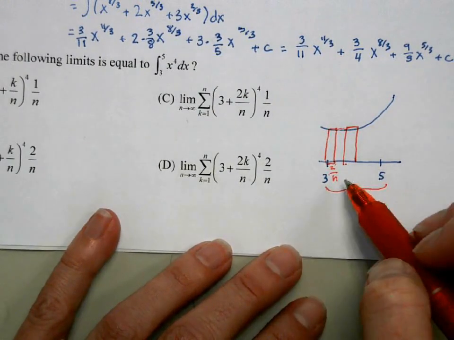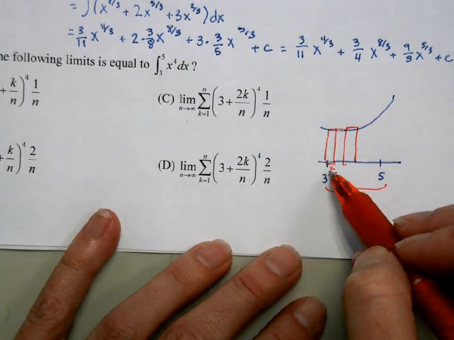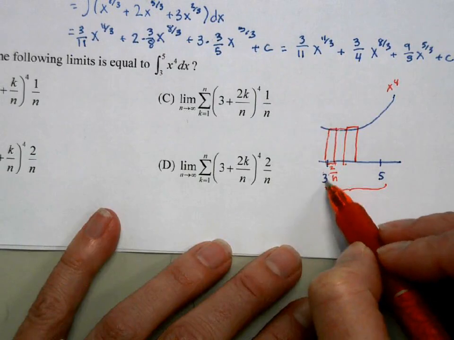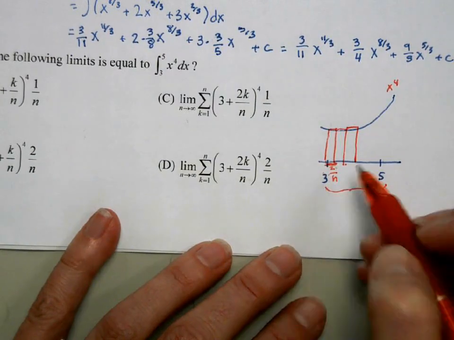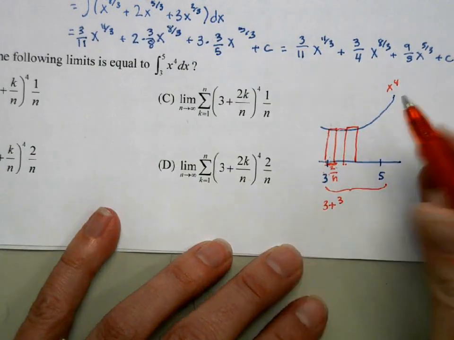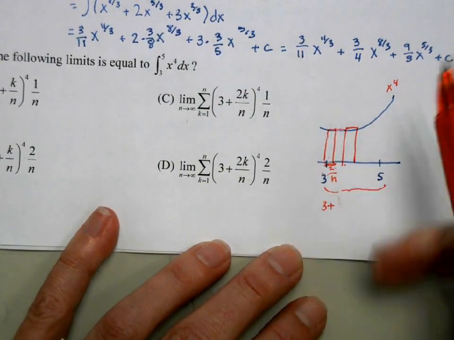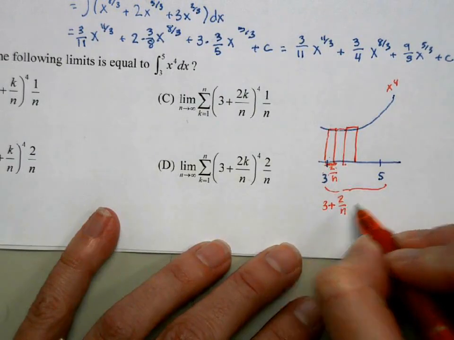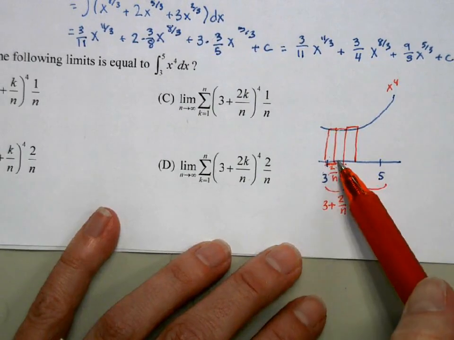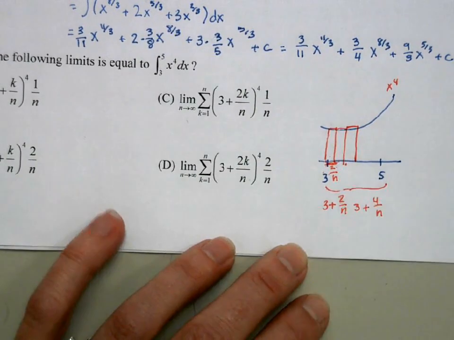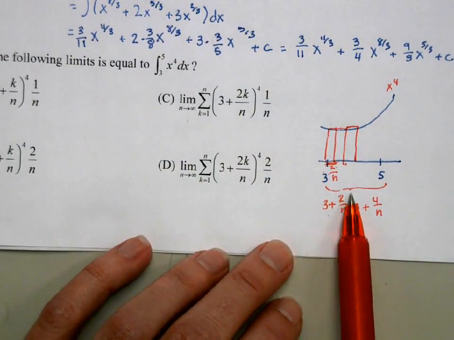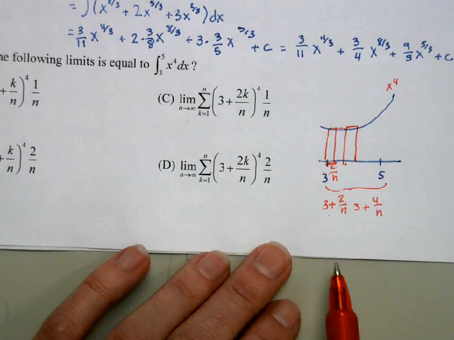Okay. The height is going to be the function value, which is x to the 4th, evaluated at whatever endpoint. Well, if this is 3 and this distance is 2 over n, then the function value we're going to be plugging in is 3 plus 2 over n. The next one would be 3 plus 4 over n, because we would have added 2 over n and 2 over n. So the widths of all of our rectangles are 2 over n. Our heights are going to be 3 plus some amount of 2 over n's that we're going to add to that.